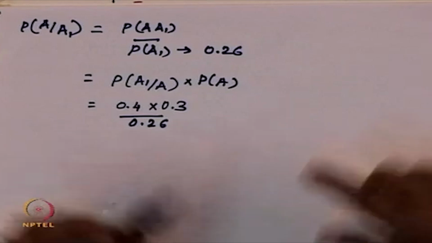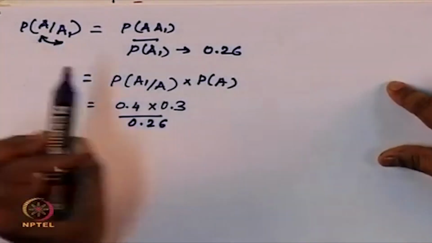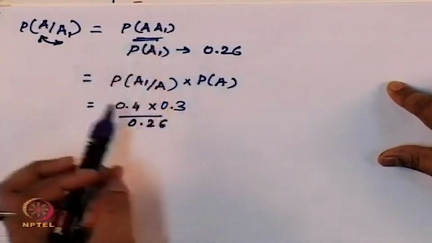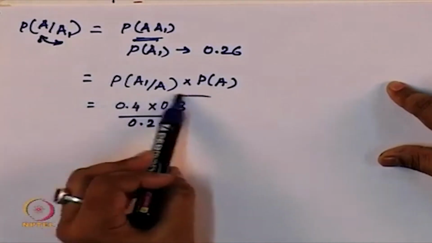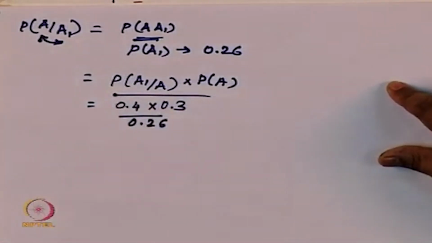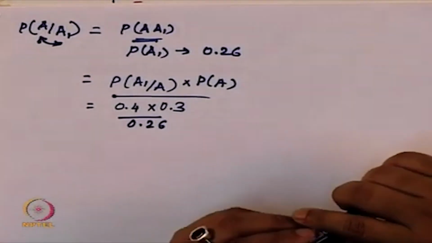So, in order to calculate the probability of A given A1, you can convert the joint or intersection probability into a reverse conditional probability statement, A1 given A, and into the probability of A. So, this is how you can change the extent of conditioning of your statement.